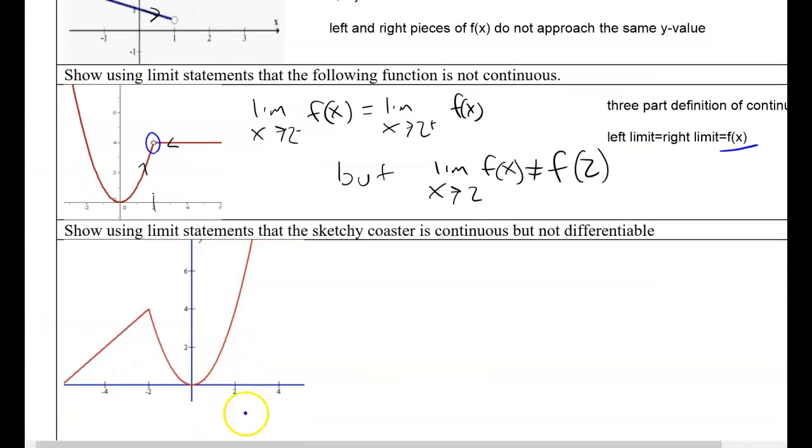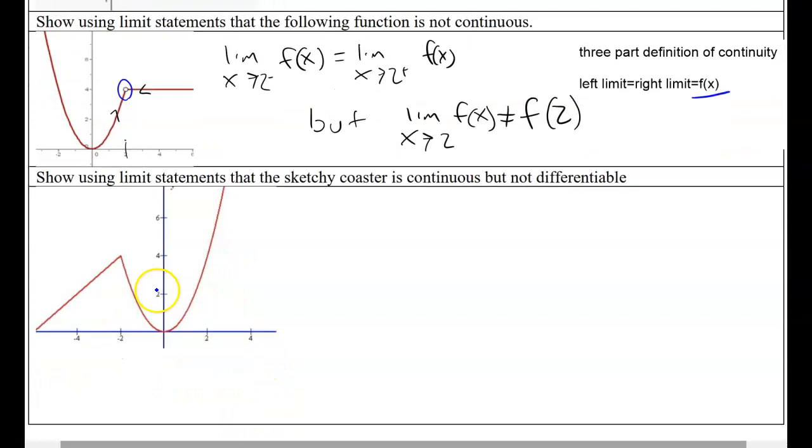Okay, then my last statement here: show using limit statements that my roller coaster is continuous but not differentiable. So this is really going to lay the foundation for the types of problems we're going to be solving on the next page. So look at this point at x equals -2.